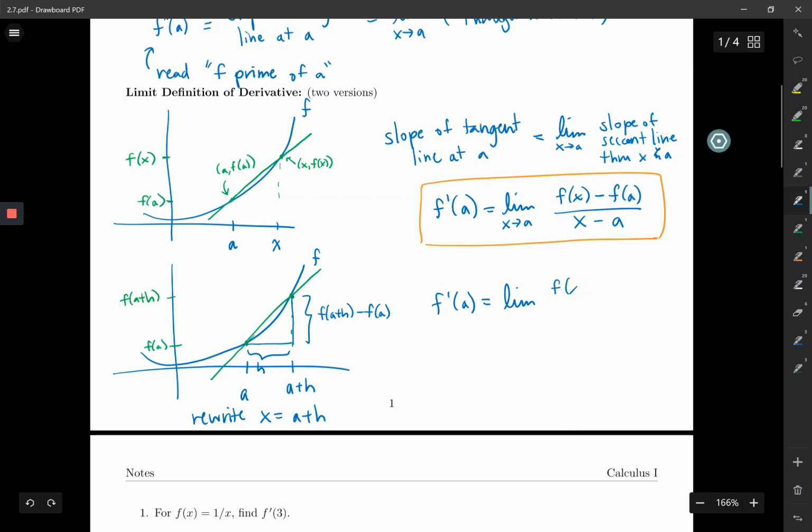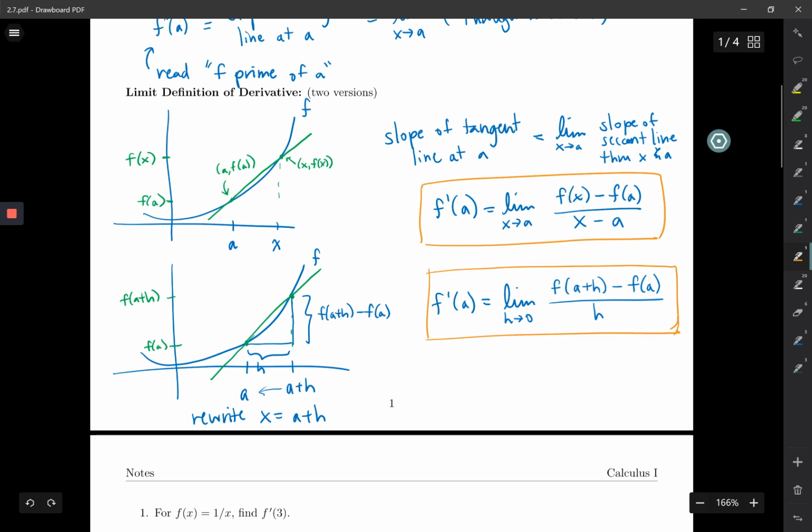f of a plus h minus f of a over h. And so we're taking the limit as h goes to 0. So as h goes to 0, this will get closer and closer to the actual point we care about, which is a. So this is our second definition.